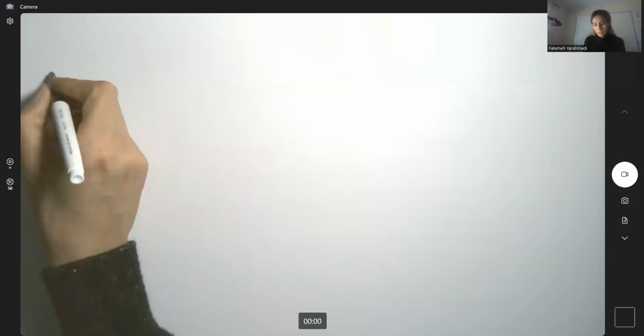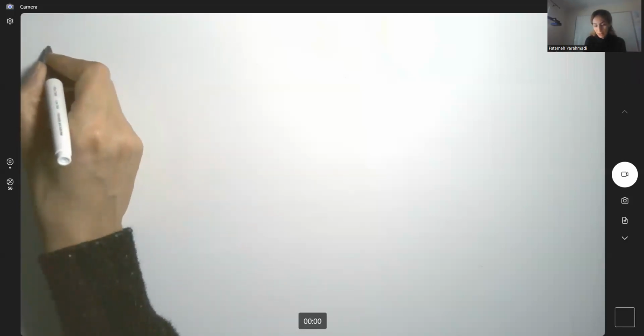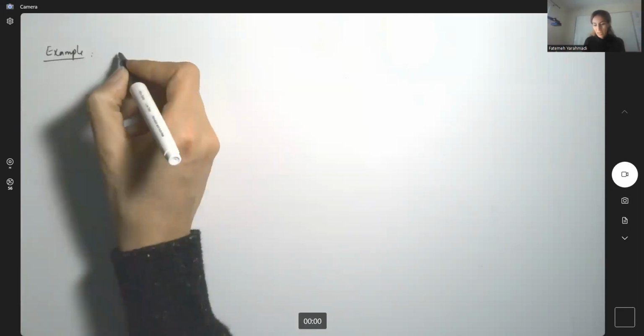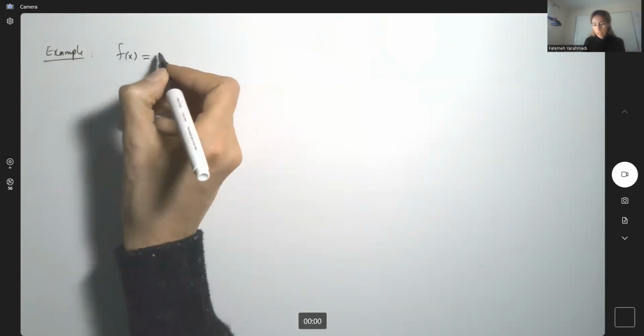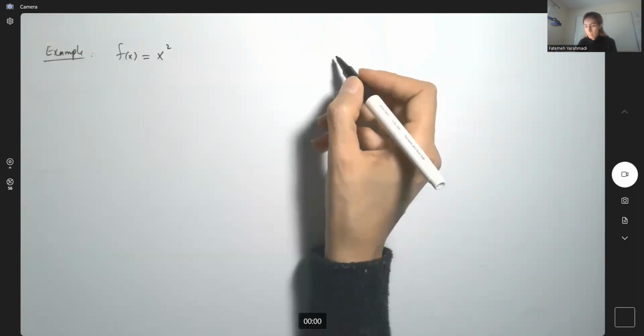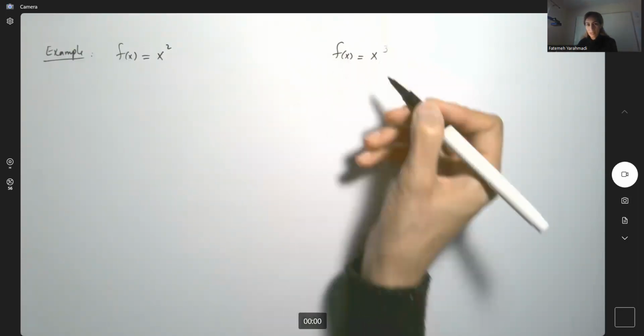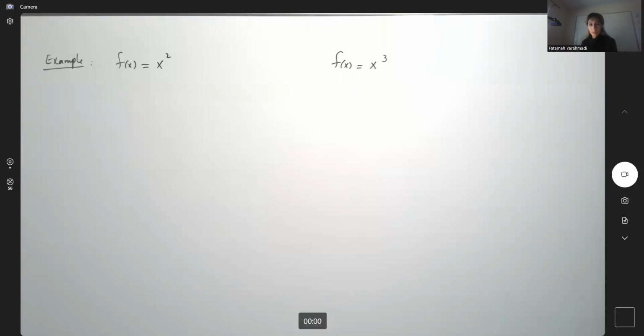Now we're going to compare these two functions and come up with a conclusion. Example. Your function is x squared, and the other function is x to the third, x cubed. What's the difference between these two functions?